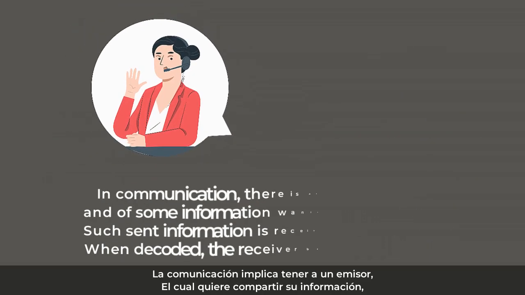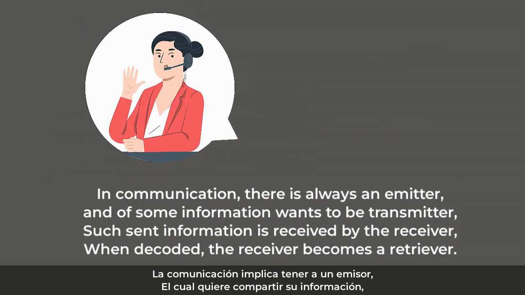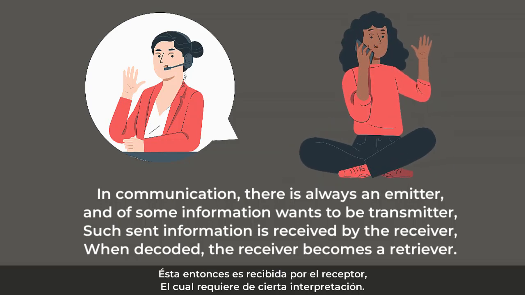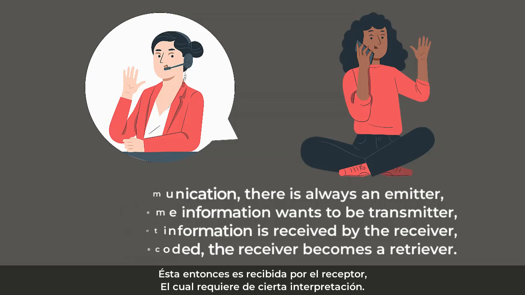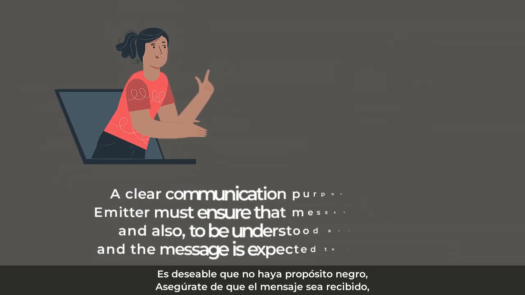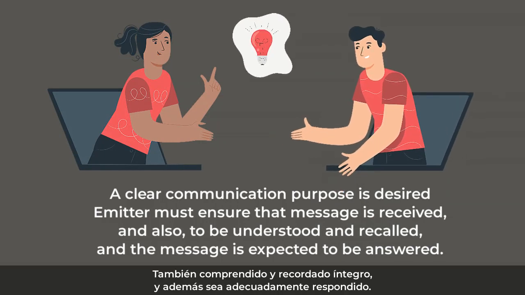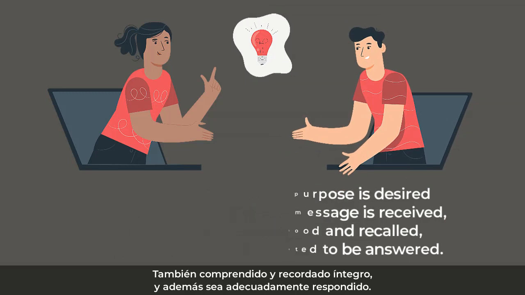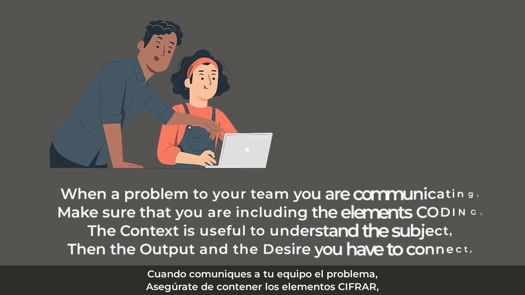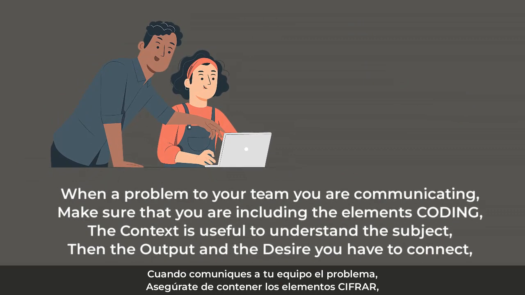In communication, there is always an emitter, and some information wants to be transmitted. Such sent information is received by the receiver. When decoded, the receiver becomes a retriever. A clear communication purpose is desired. The emitter must ensure that the message is received, understood and recalled, and the message is expected to be answered. When you are communicating a problem to your team, make sure that you are including the elements of CODING.